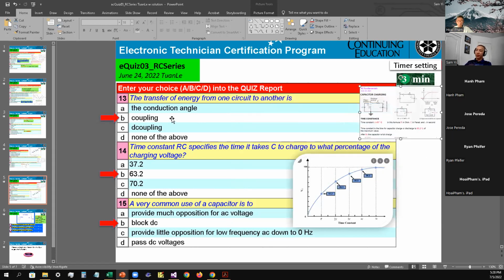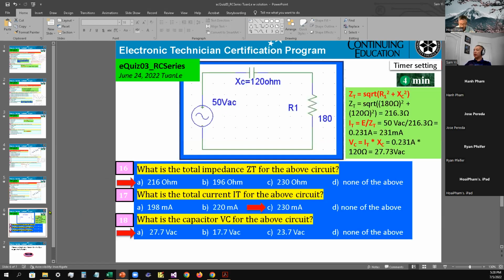Any question on number 13, 14, or 15? Okay, no question. Next set.